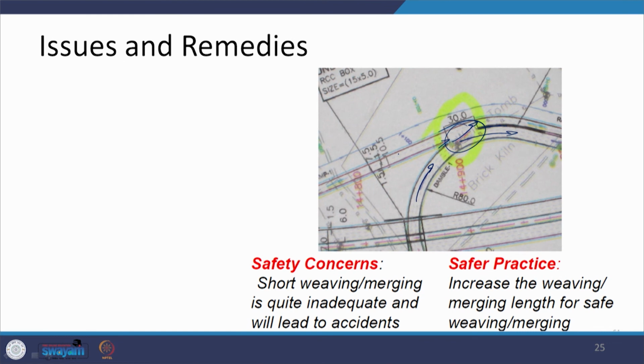So, we have to increase this merging diverging section or the weaving length, which can go up to a length of say 450 meters, and the sections, on the basis of the speeds, can go to some kilometers too. That is what we have discussed previously, is what needs to be taken care of.